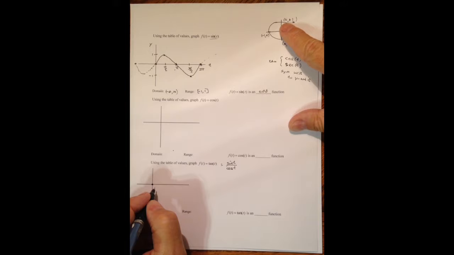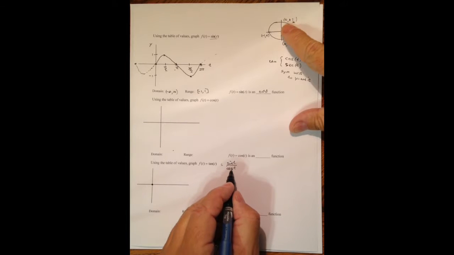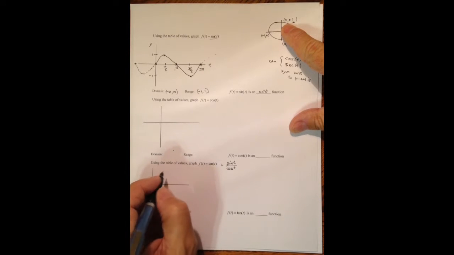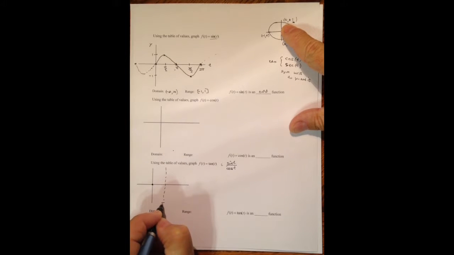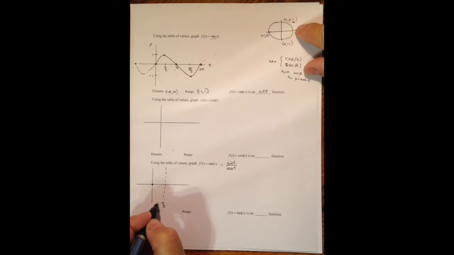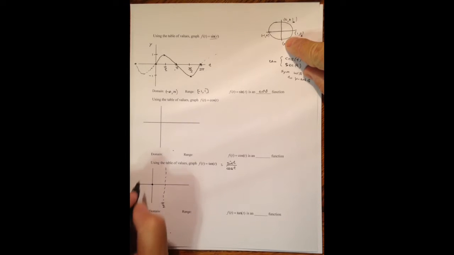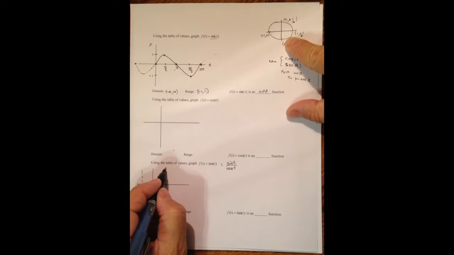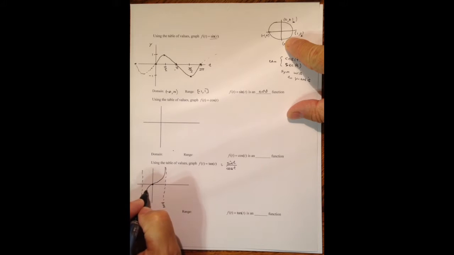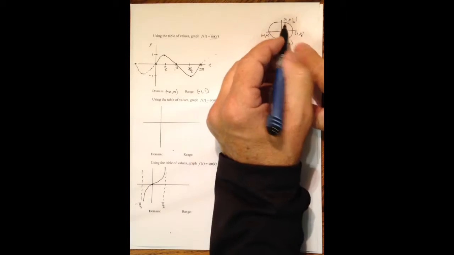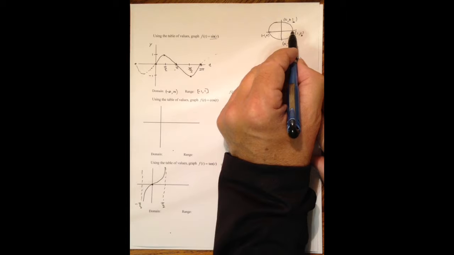And then look at pi over 2. The sine is plus 1, and the cosine is 0, so it's undefined. See, this thing is undefined at pi over 2. Now, if we go this way, we go negative, it's undefined at minus pi over 2. Okay, so the graph would look like this.